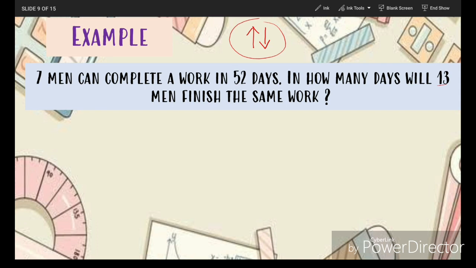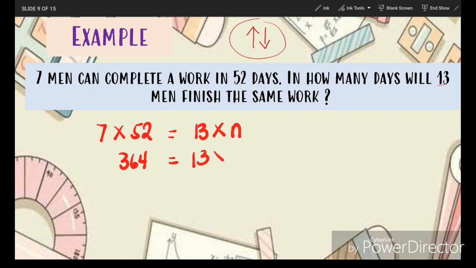So, kapag inverse proportion, ganito ang gagawin natin. So, 7 men times 52 days is equal to 13 men times n, kasi hindi pa natin alam yung number of days niya. So, 7 times 52, it is equal to 364, equals 13 times n.